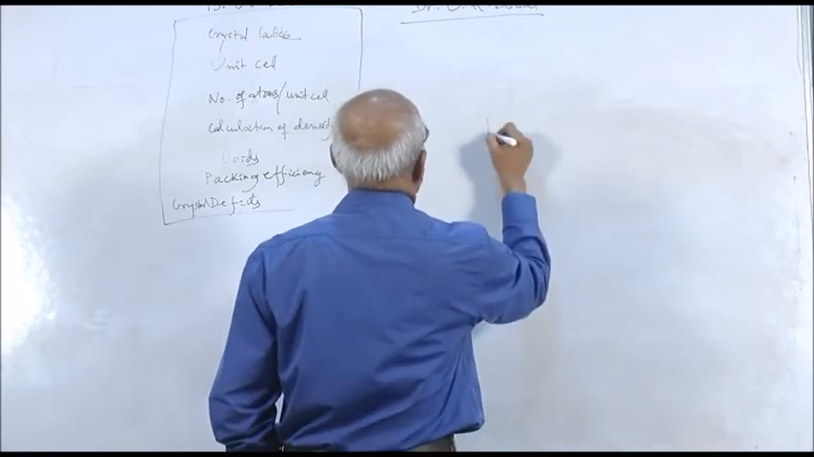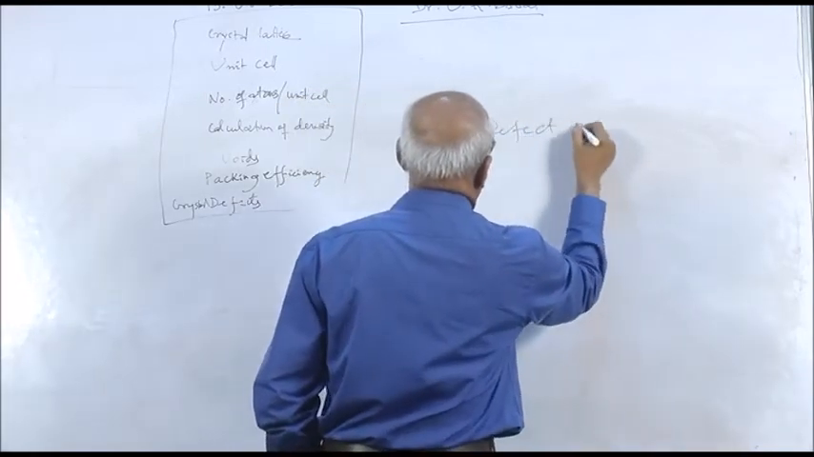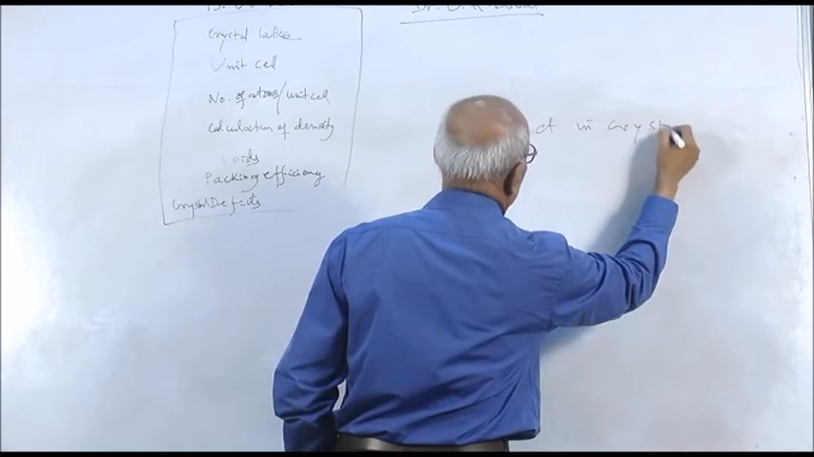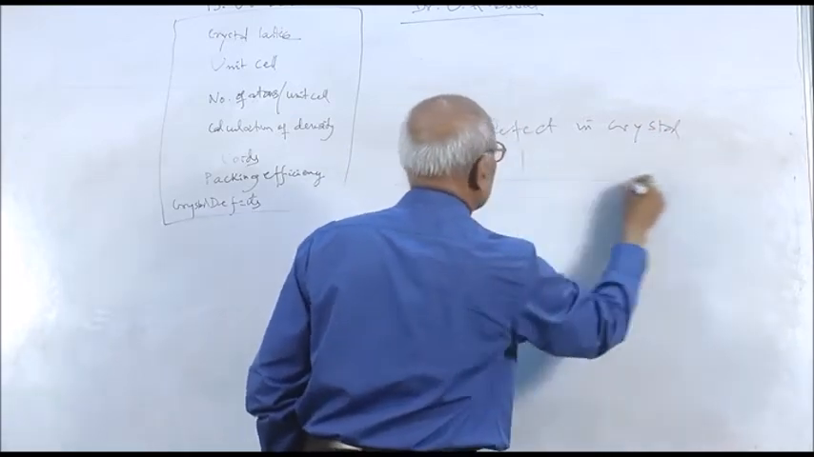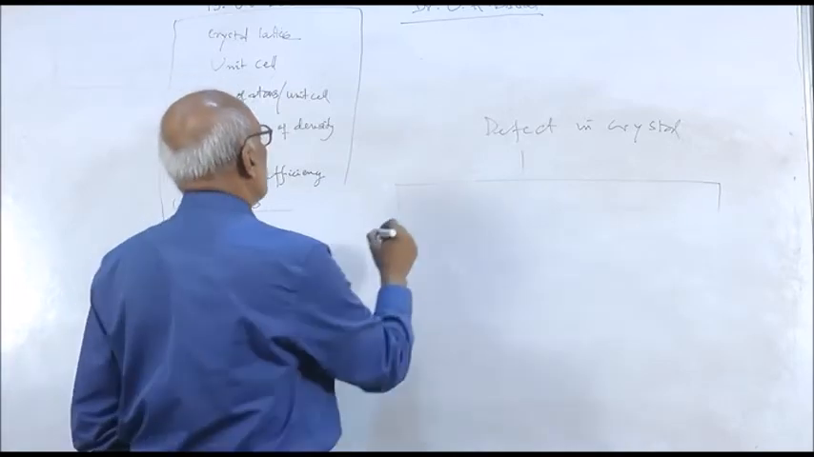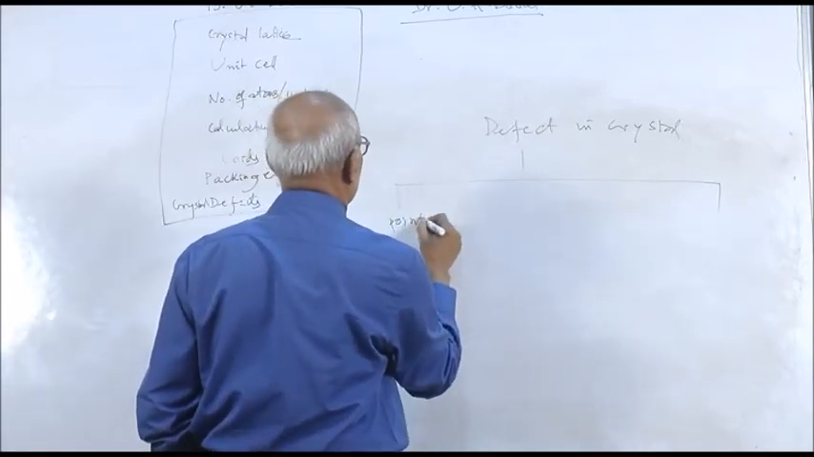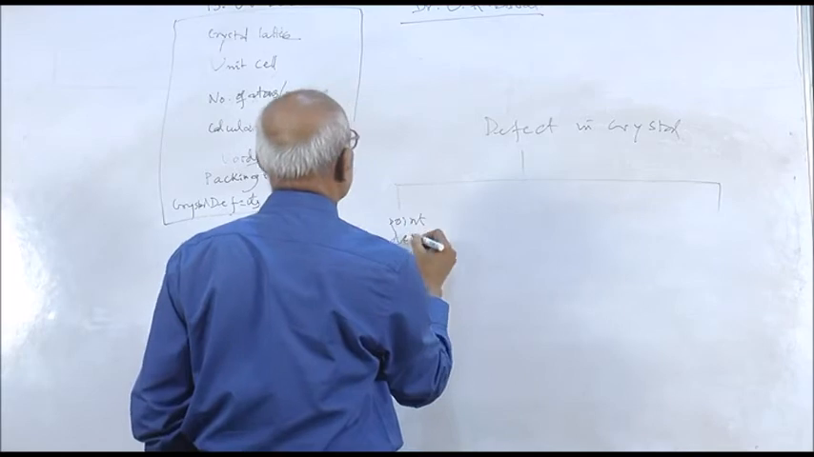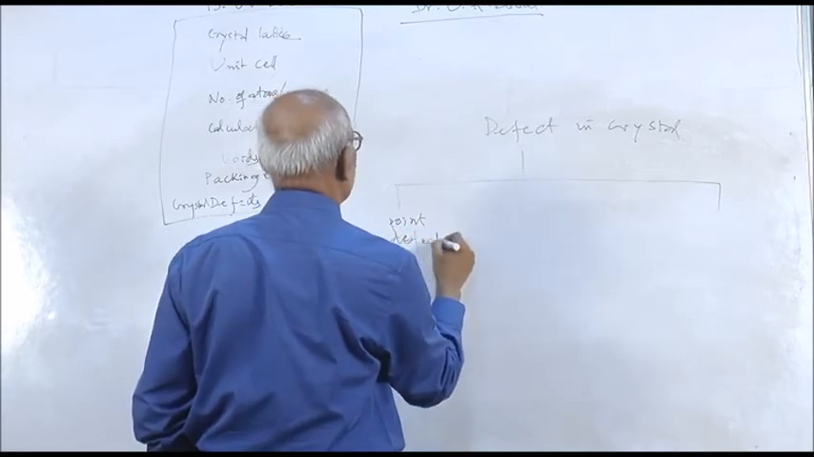So you see, defects in crystal are broadly classified into two types. One is point defect, that means the crystal lattice points will vary in position.